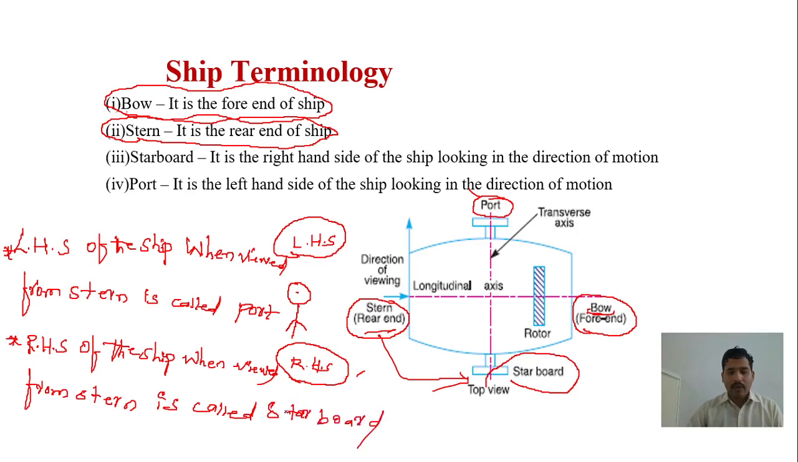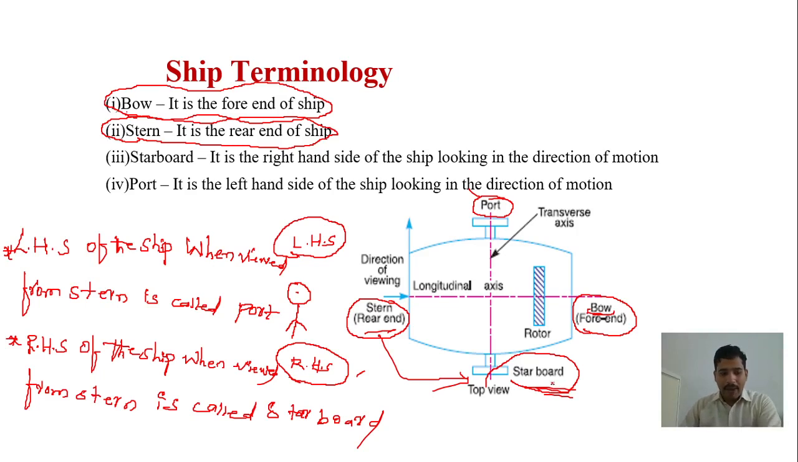Starboard. The fore end of the ship we can say is bow, and the rear end is stern. The left hand side of the ship when viewed from the stern is called port, and the right hand side when viewed from the stern is starboard. That is the terminology we use for a naval ship.